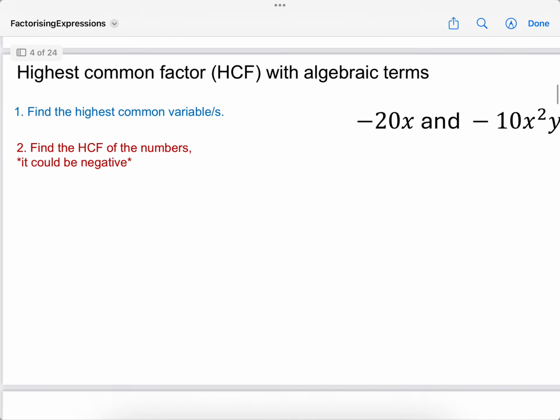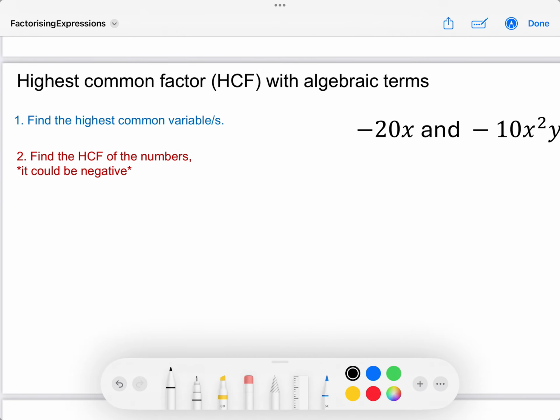One more example. Here I've got negative 20x and negative 10x squared y. First step, find the highest common variables. Both terms have an x. The second term has x squared, but the first doesn't. So that means my highest common variable is just x. And then the second step says find the highest common factor of the numbers. It could be negative. So I need to think of my factors of negative 20 and my factors of negative 10, and then find the highest one they share.